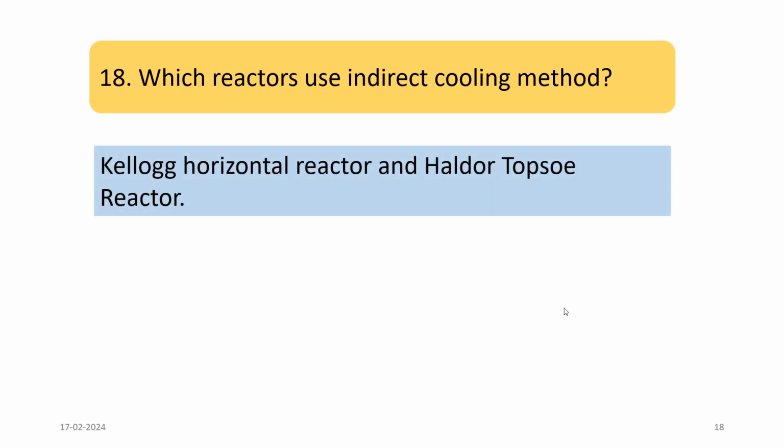The answer will be Kellogg horizontal reactor and the Haldor Topsoe reactor. These reactors use indirect cooling method. Indirect cooling method means that heat exchangers are used between the catalyst beds. You know that in the catalyst beds the ammonia synthesis reactions are happening. Ammonia synthesis is an exothermic reaction, so it produces heat. Too much heat is also bad for the reaction to continue, for the production, right?